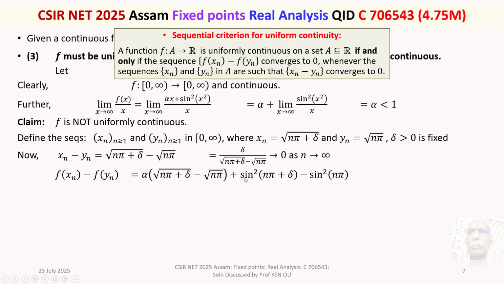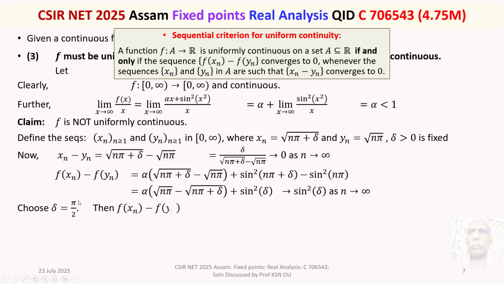So it is sine square delta, and sine square of n pi will be 0. So, alpha times this plus sine square delta, and this tends to sine square delta only, because root of n pi plus delta minus root of n pi is 0. So it will tend to sine square delta as n tends to infinity.